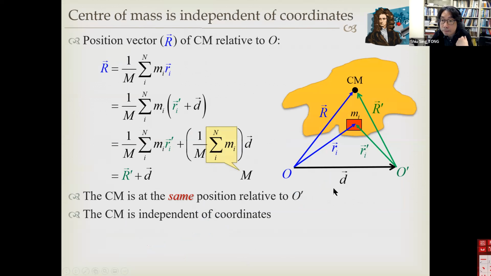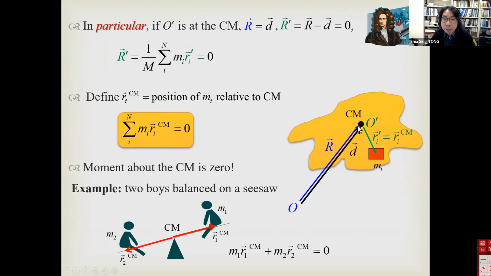Do you see that? And when my R prime is 0, it means that because R prime is R minus D, R is equal to D. So you can see in this diagram that my D is actually the R. R and D are the same vector. Okay. So you can see the R prime, which is summation Mi Ri prime divided by capital M, is now 0, meaning that the summation is 0.